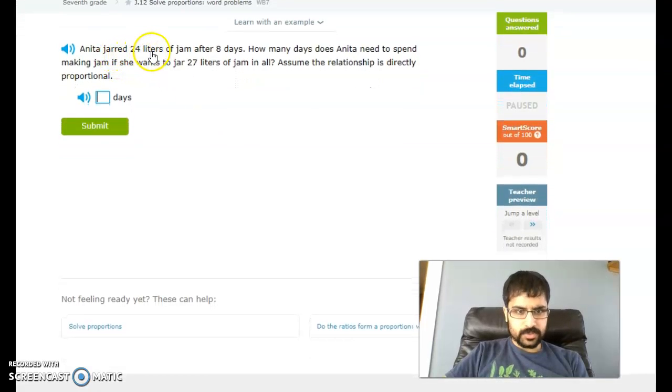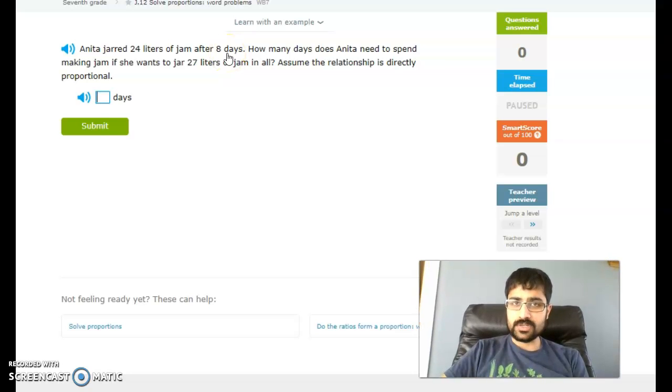Anita jarred 24 liters of jam after 8 days. If you've ever jarred jam before, depending on what kind of fruit you use, that is a lot of jars of jam to make, so that's really impressive. Good job, Anita. How many days does Anita need to spend making jam if she wants to jar 27 liters of jam in all? Assume that the relationship is directly proportional.